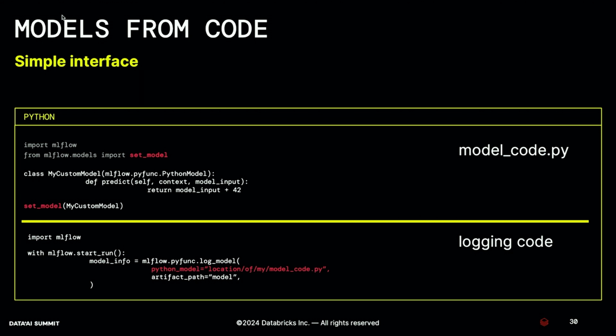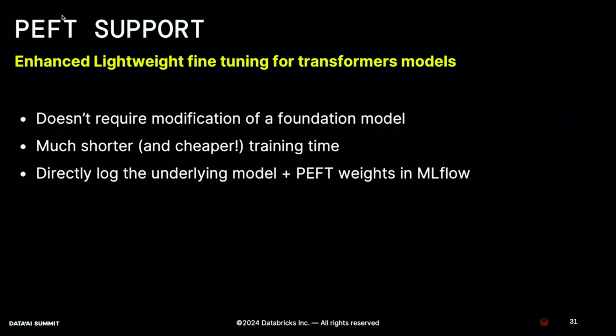But when we want to actually log that, we can do that from a completely separate file. And we can just define the Python model as a path variable itself. Like here's the location of where this set_model instantiation happens, and we'll log that for you. And then you can load it back up again. And as I mentioned, PEFT support, this is a game changer.